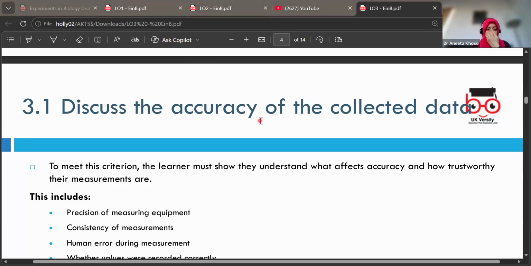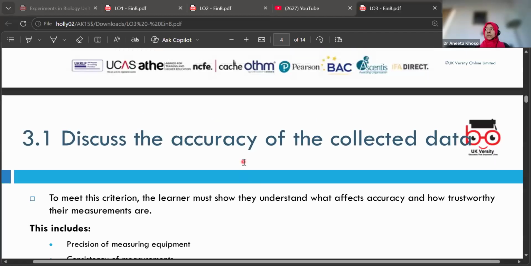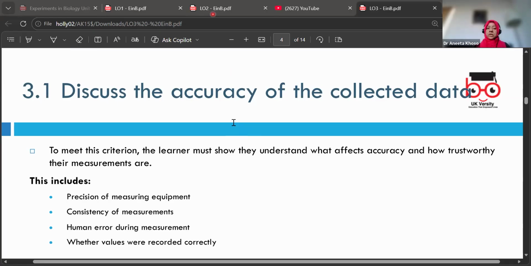To meet the criterion, when we want to discuss the accuracy of the collected data, the learner must show that they understand what affects accuracy and trust and how trustworthy their measurements are. This includes precision of the measuring equipment.